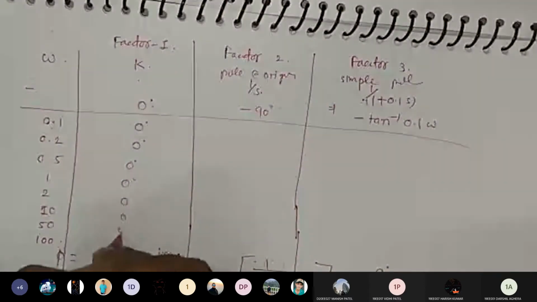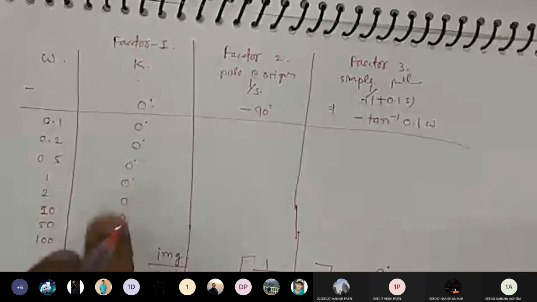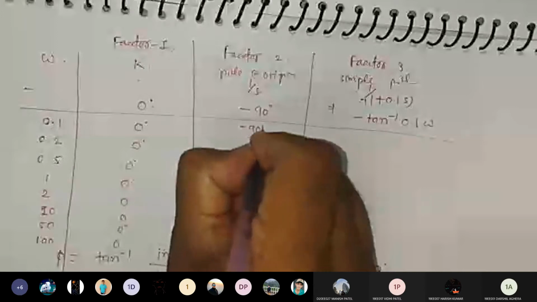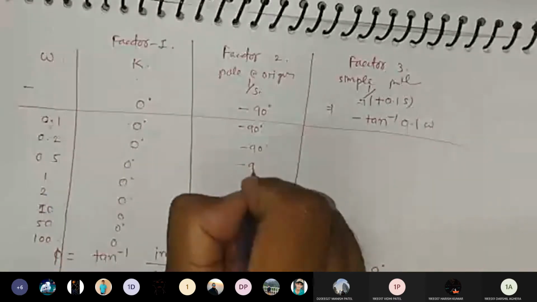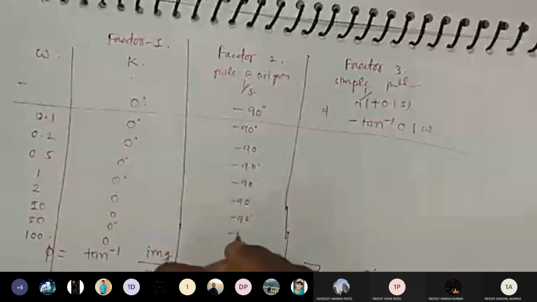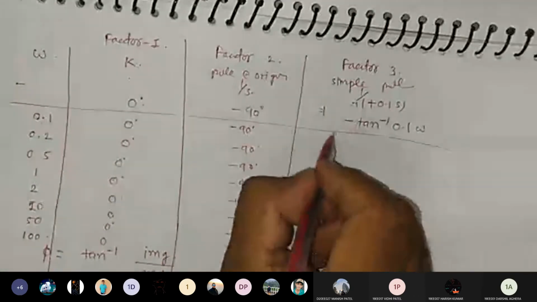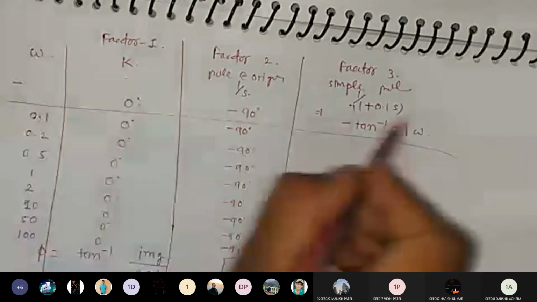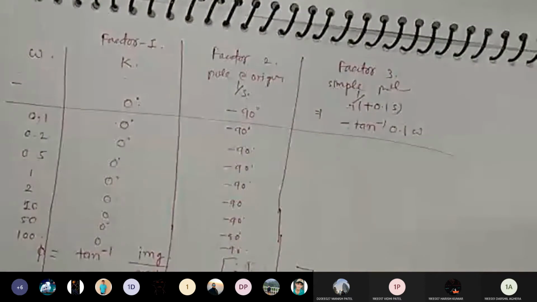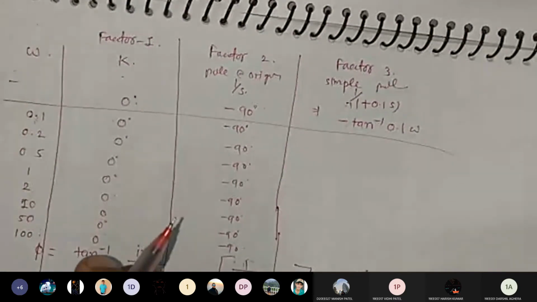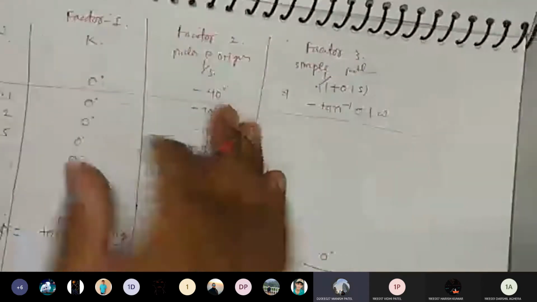Why is it 0? We have derived it. The contribution made by the pole at origin will always be minus 90 degree. So minus 90 degree, minus 90 degree, minus 90 degree, minus 90 degree. Now you have to calculate minus tan inverse 0.1 into omega. Put the value of omega and find out the answer. Tell me the answers. Minus 0.57.